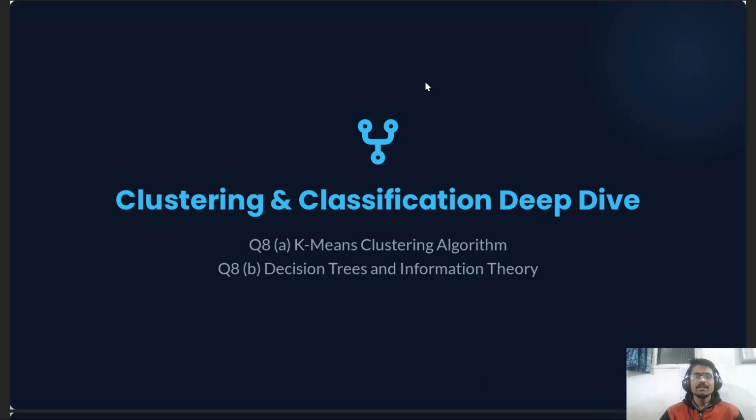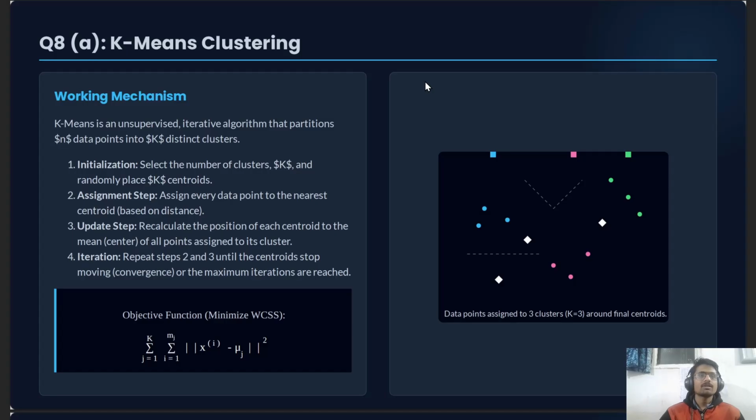In this video, we will discuss question number 8 of my End Sem paper. The A part of question number 8 is K-means clustering. The working mechanism of K-means clustering: K-means is an unsupervised iterative algorithm that partitions data points into K distinct clusters. The first step is initialization: select the number of clusters and randomly place K centroids.